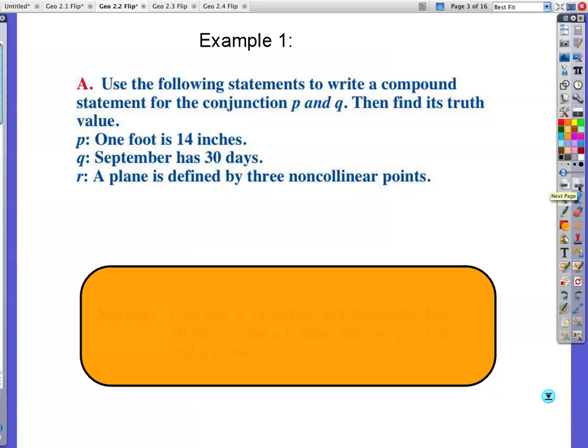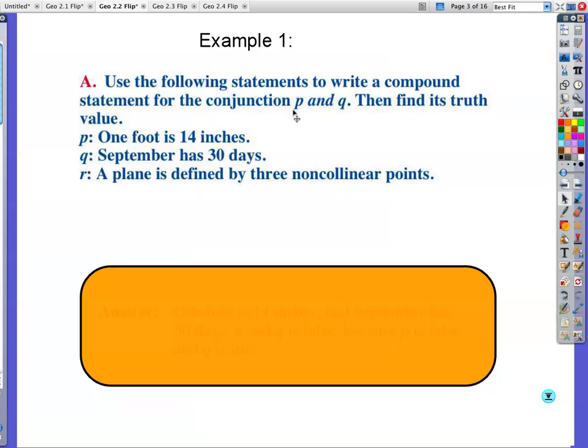Okay, example 1. Use the following statements to write a compound statement for the conjunction of P and Q. I'm not worried about this word conjunction. I want you to look at this right here, P and Q. Then find its truth value. All right? 1 foot is 14 inches. That's my P statement. And then I also have a Q statement. You're going to look at the P statement and the Q statement. The P statement, 1 foot is 14 inches. Aren't you like, Mrs. Talley, that's wrong. I'm going to get extra credit. No, no, no. This is not a mistake. 1 foot is 14 inches is false.